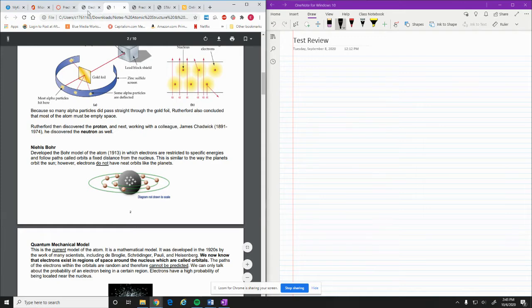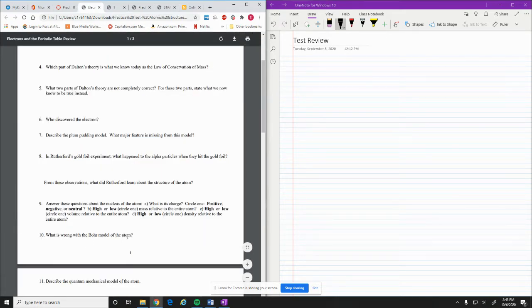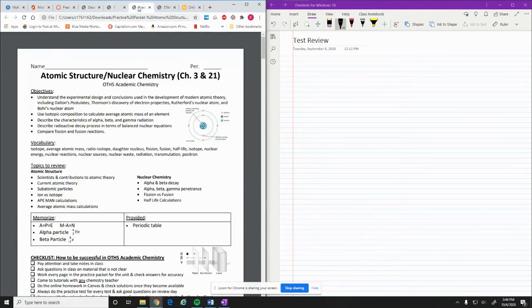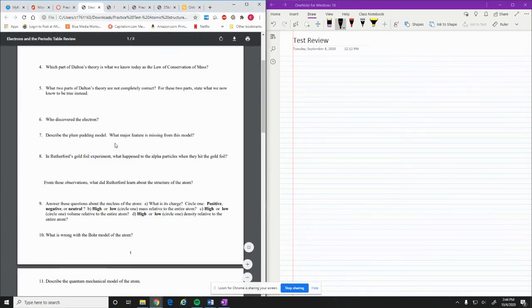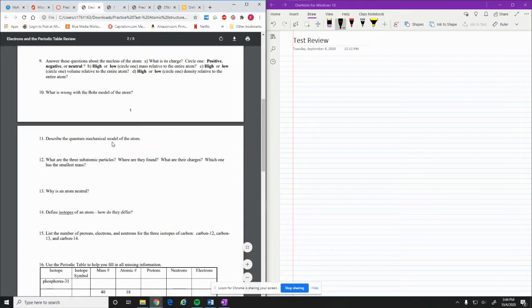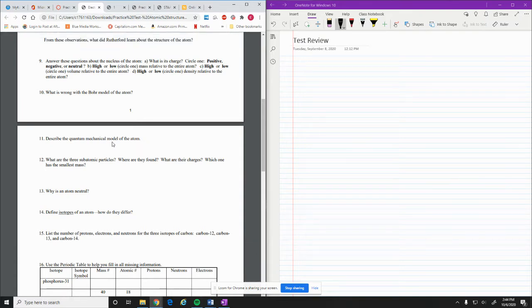Okay, so for this one, you should have put that what is wrong with the Bohr model of an atom is that it really doesn't follow this nice planetary orbit. That's fake. That's a lie. That's not how it works. Okay. So that would be number 10. All right. We're going to flip over to page number 2.